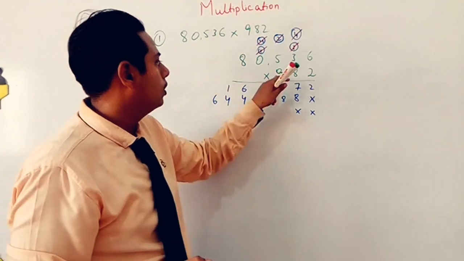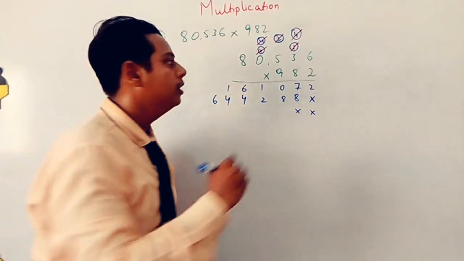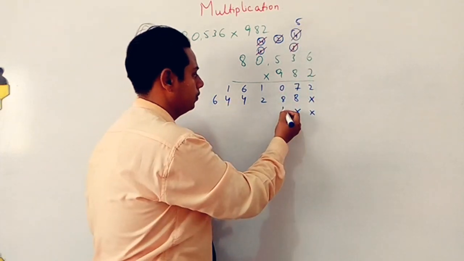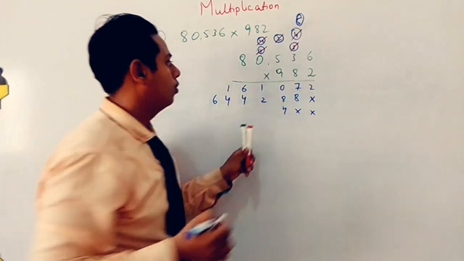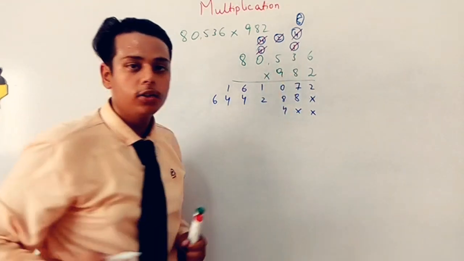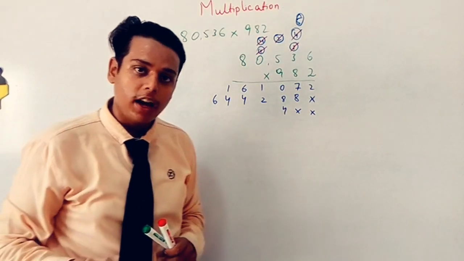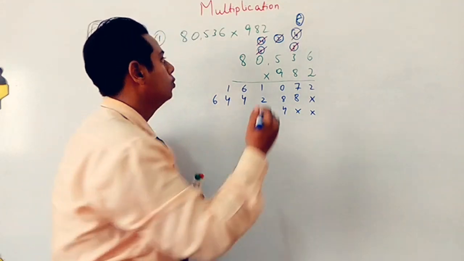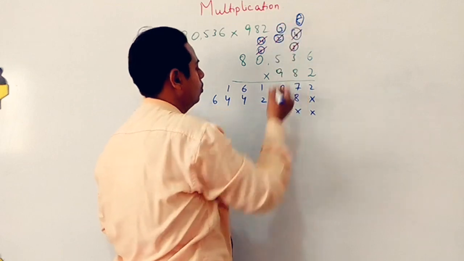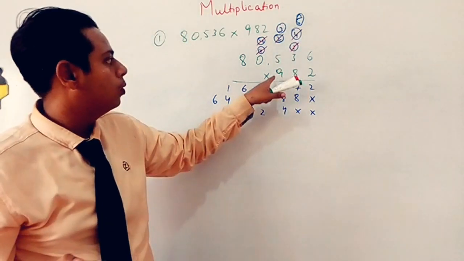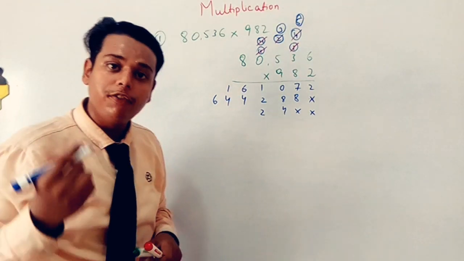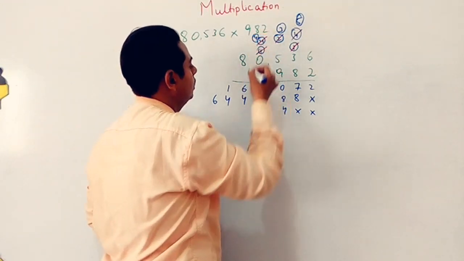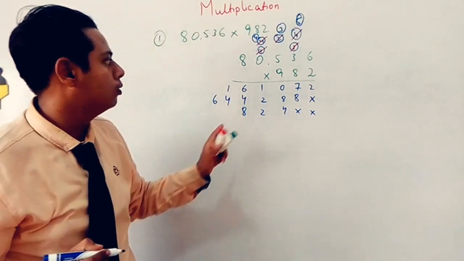Now 9 6s are 54. 5 as a carry and 4 over here. 9 3s are 27. 27 plus 5 is 32. So 3 as a carry and 2 over here. Now 9 5s are 45. 45 plus 3, 48. So 4 as a carry over here and 8 down over there.